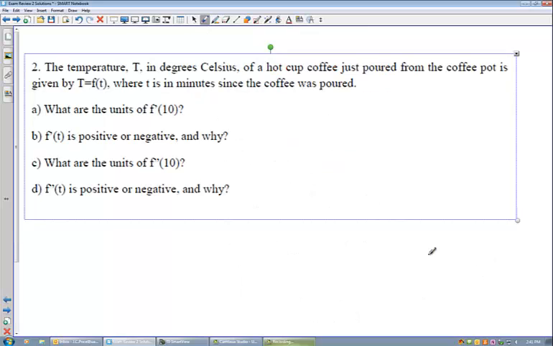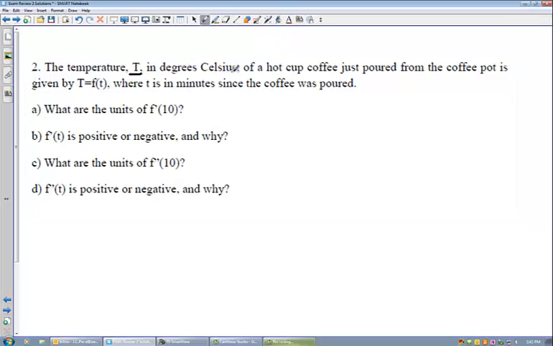All right, the next problem has to do with interpreting the derivative, how the derivative measures change. If you read here, it says the temperature T in degrees Celsius of a hot cup of coffee just poured from the coffee pot is given by capital T, which is equal to the function f of t, where t is in minutes since the coffee was poured. And we want to answer these following questions.